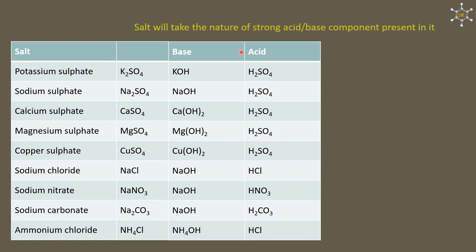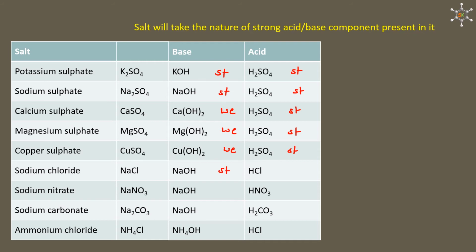We know that a salt will take the nature of the strong acid or strong base component present in it. If we mark the strength of these bases and acids, potassium hydroxide is a strong base, sodium hydroxide is also a strong base, sulfuric acid is a strong acid. So all sulfuric acids are strong acids. Calcium hydroxide is a weak base. Magnesium hydroxide is a weak base. Cupric hydroxide is also a weak base.